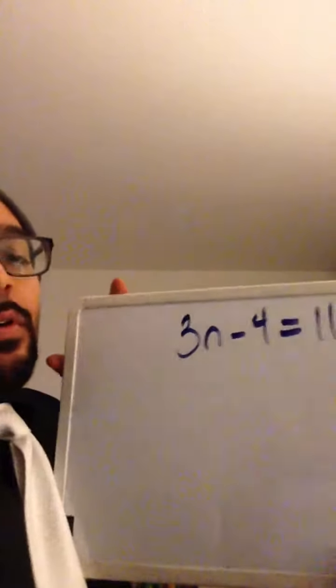I think it was last week we learned about solving simple equations. We learned about the addition rule of equality, the subtraction rule, the multiplication rule, and the division rule of equality. Basically, if you do the same thing to both sides of an equation, the equation remains true. So let's look at that 3n minus 4 equals 11 equation.